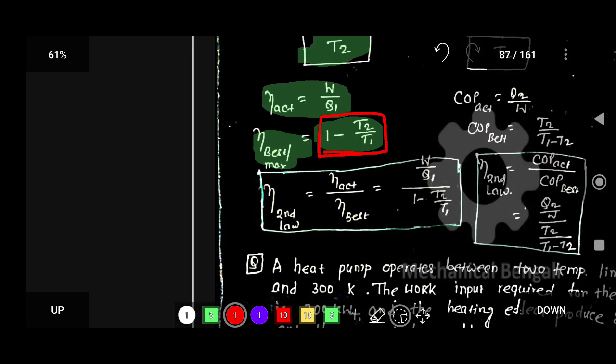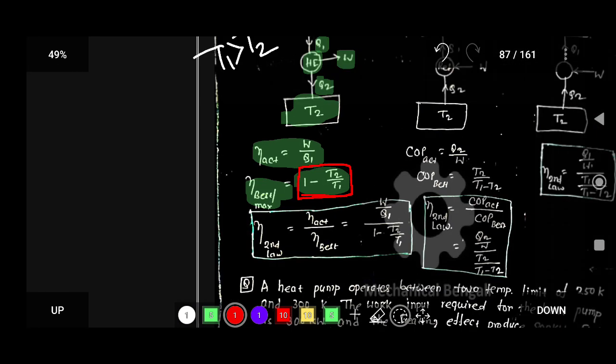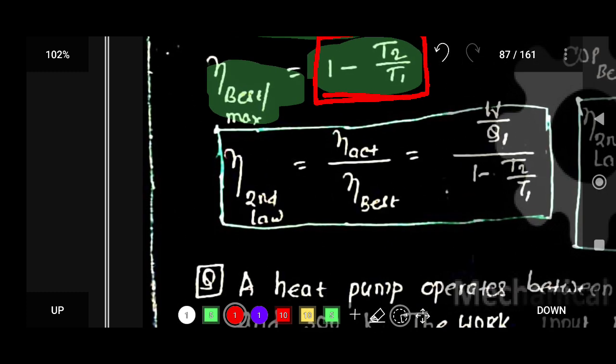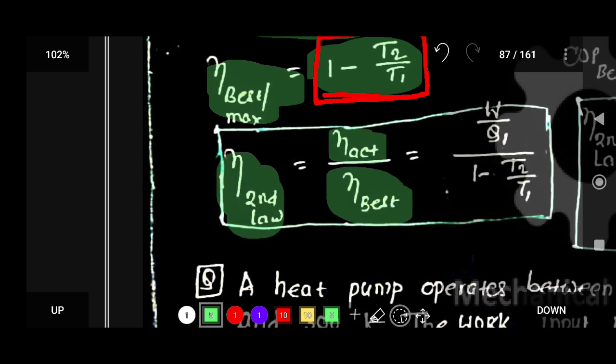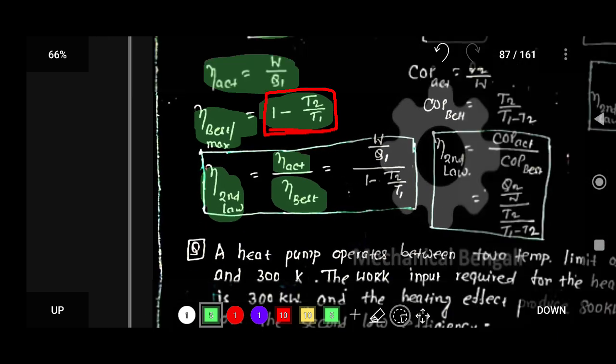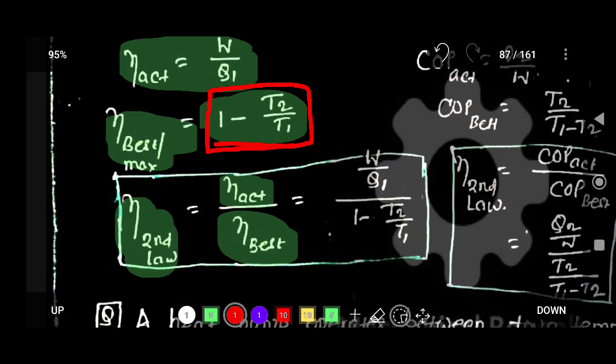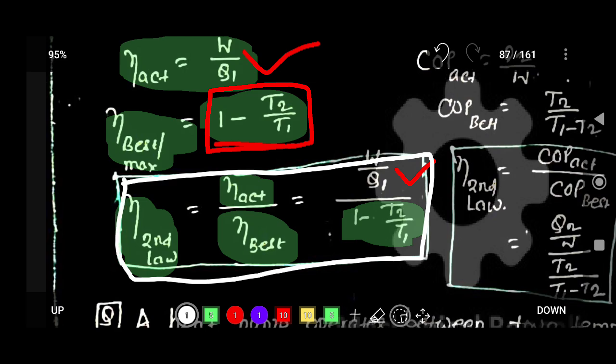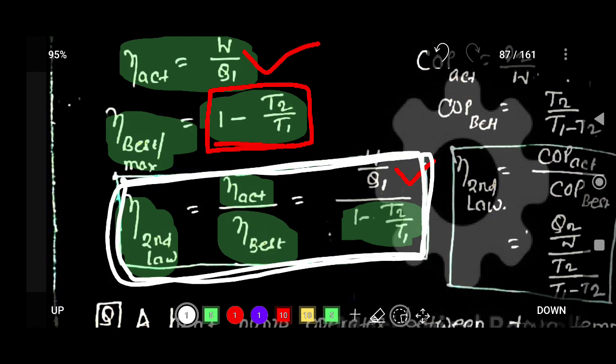T2 is the lower temperature and T1 is the higher temperature. Okay, so the second law efficiency is the ratio of actual efficiency to the best efficiency. What is the actual efficiency? That is W by Q1. And what is the maximum efficiency? That is equal to 1 minus T2 by T1. So this is the second law efficiency.